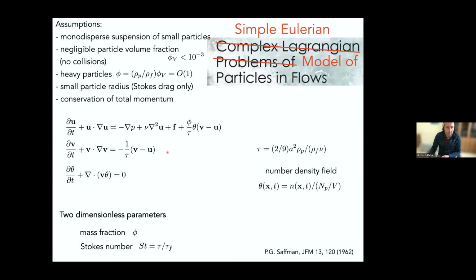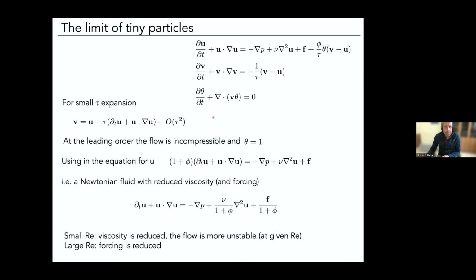So there is an important limit that I want to mention now, which was already discussed by Saffman. If you take the limit of small tau, so tau is smaller than any characteristic time in the flow, you can expand the equation for the Lagrangian velocity. You can expand it at the first order in tau, the usual expansion we have already seen for the inertial particle. And so at the leading order, the flow is incompressible. So we can assume that the particle density is uniform. So this term here disappears.